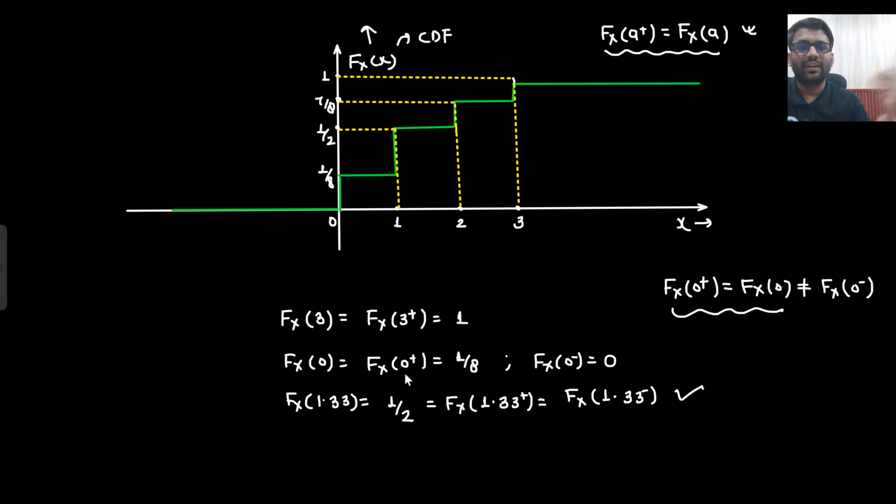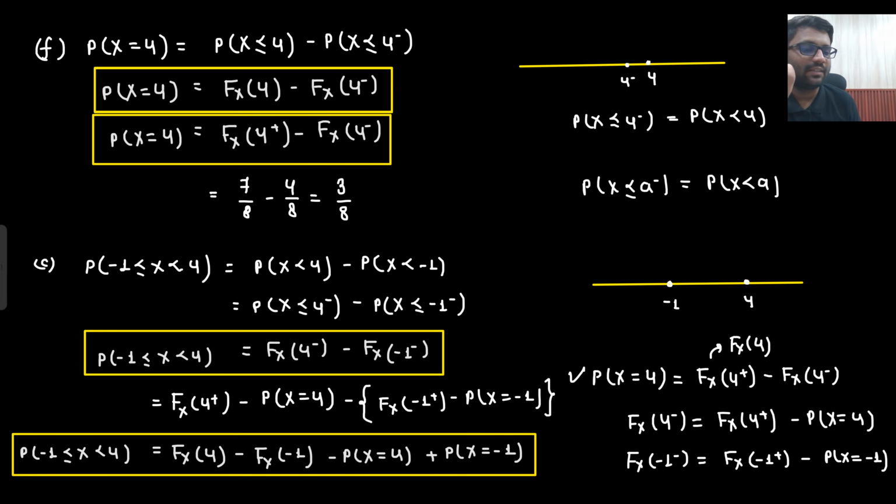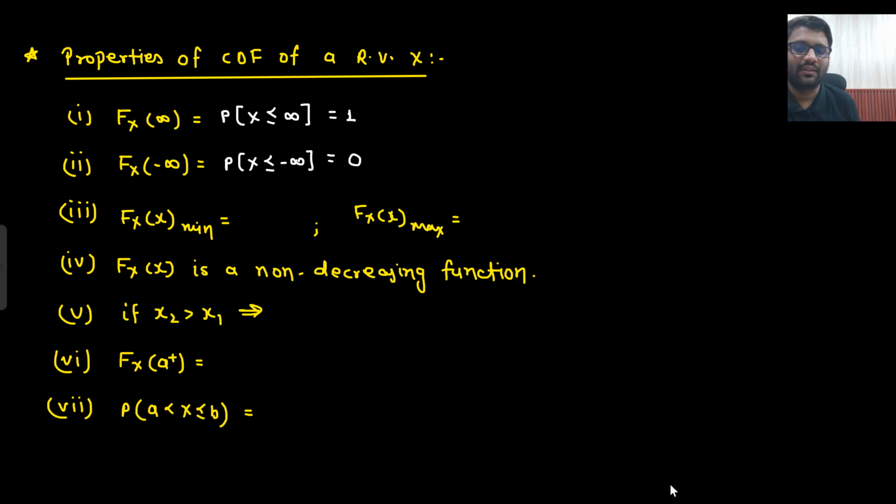The graph is non-decreasing. You cannot say it is increasing. Here the graph increased, then it remained constant, then again increased, then constant, again increased, constant, again increased, constant. But it never decreases. So CDF is a non-decreasing function. You cannot say increasing, but you can say non-decreasing function.